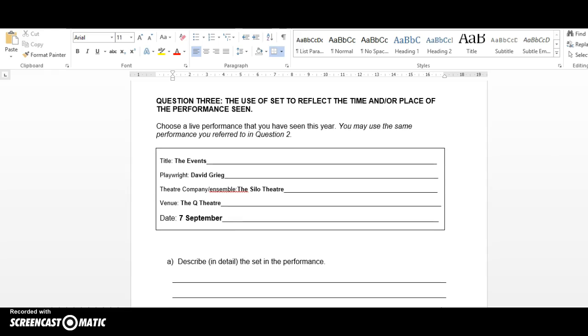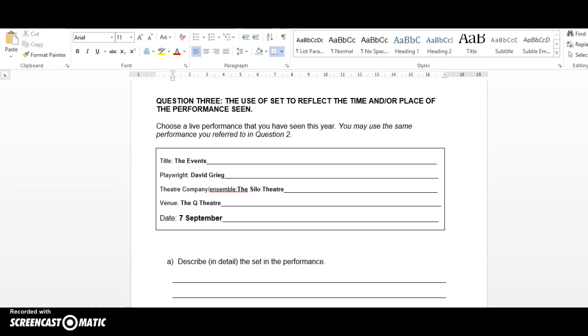We're now going to talk about the next part, which is the third part of your exam. This is where you have to talk about the set. Now, I've given you some details here on the screen that you need to know. You need to be able to say who the playwright was and who was presenting it and where you saw it, as well as the date. So you need to make a note of those details.